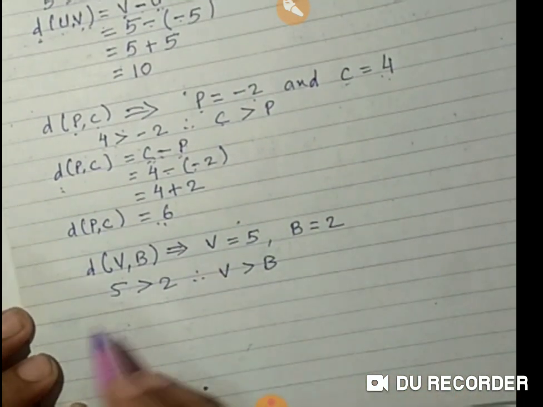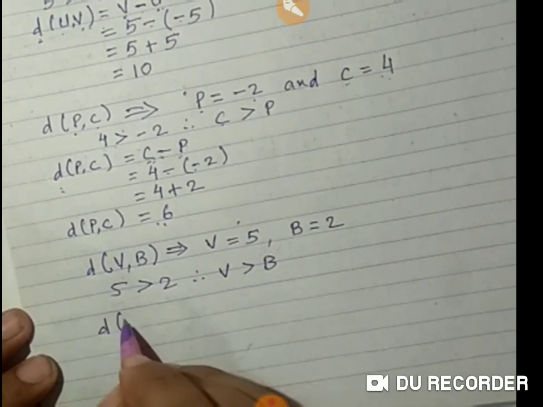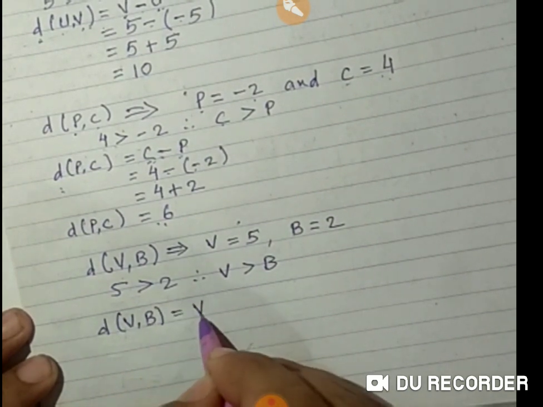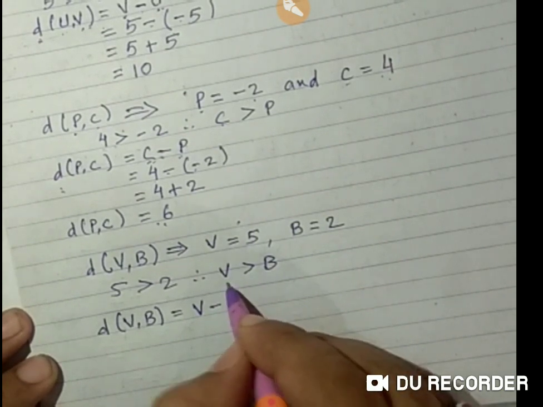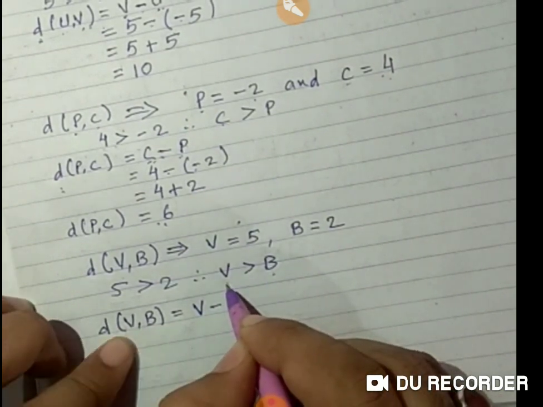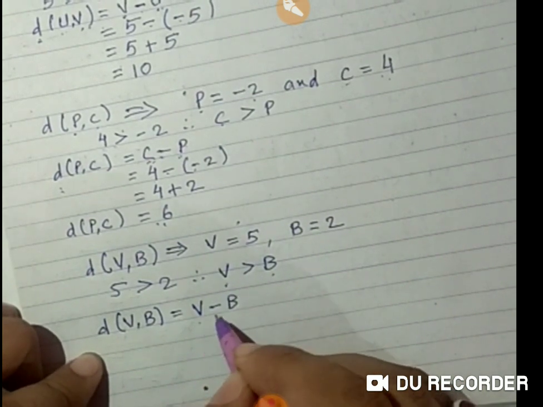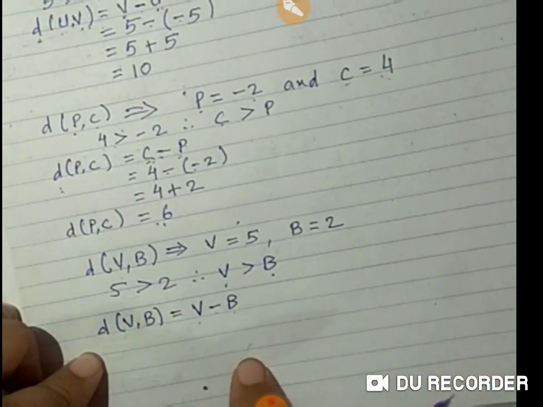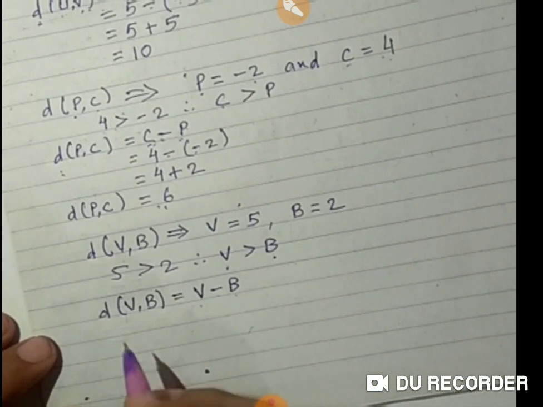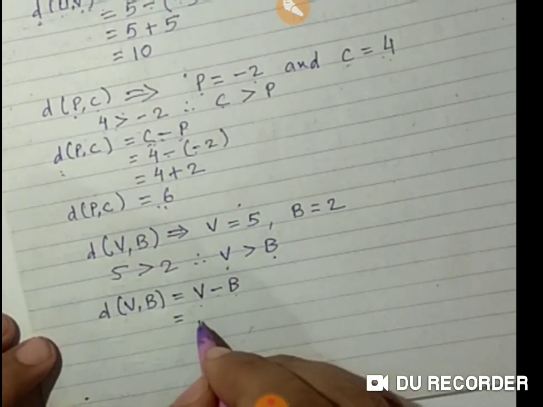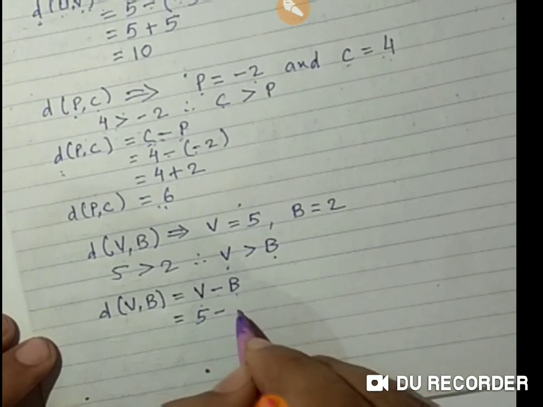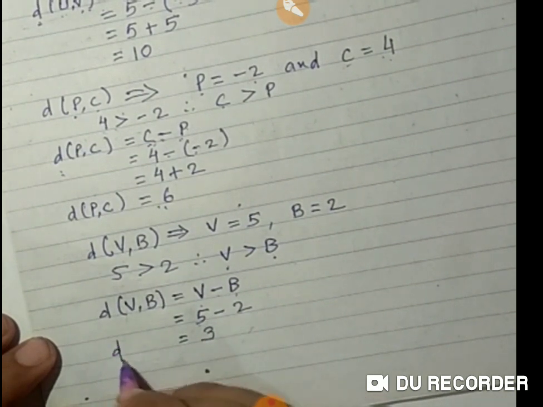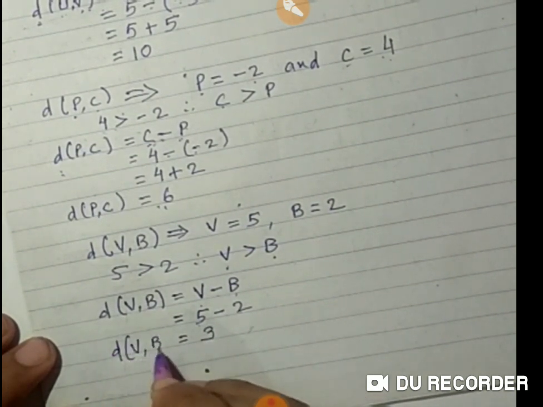So your formula will become distance between VB is V minus B. The point which has greater coordinate minus the point which has smaller coordinate. So this is your formula to find out distance between VB. Coordinate of V is 5. Coordinate of B is 2. So 5 minus 2, that is 3. So this is your answer. Distance between VB is 3.